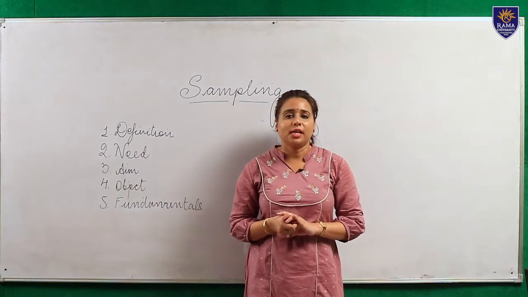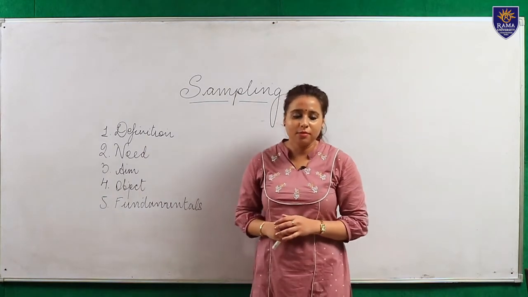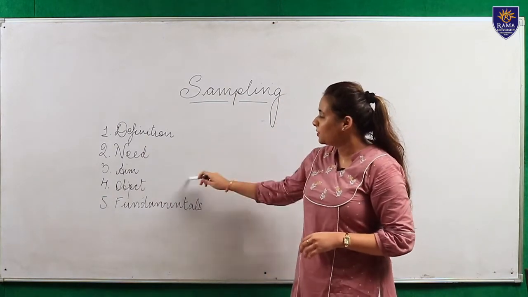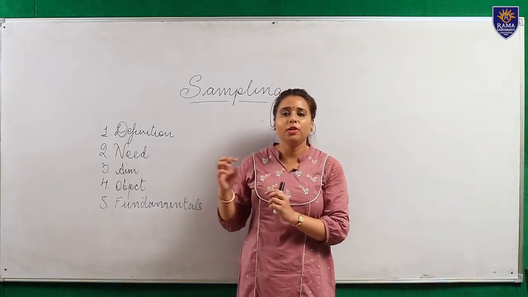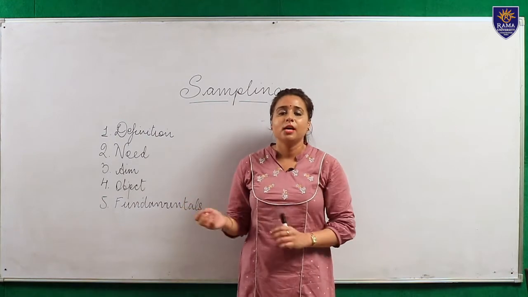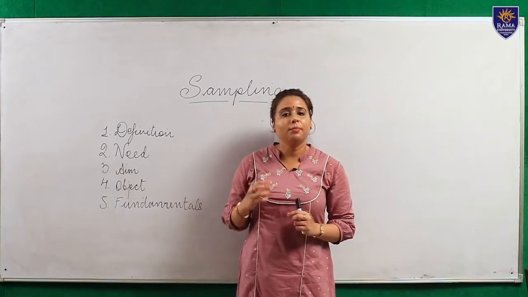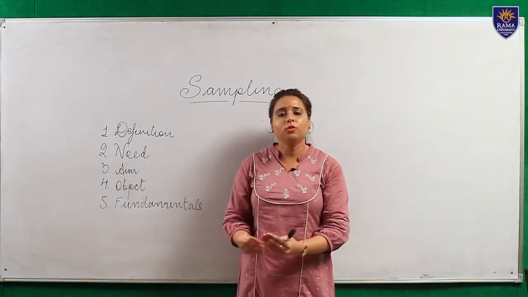Now, we need to understand what is the aim of sampling. The aim of sampling is to study the larger number without actually studying every unit of the universe, with the object of creating a principle which is applicable to the entire universe.